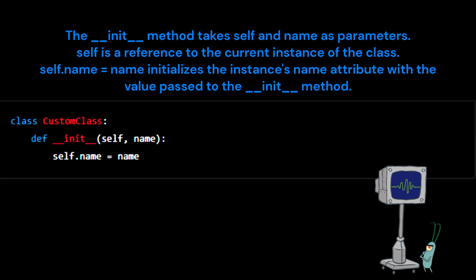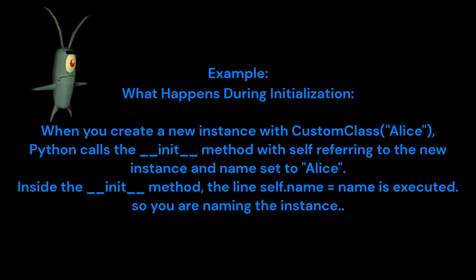The __init__ method takes self and name as parameters. self is a reference to the current instance of the class. self.name = name initializes the instance's name attribute with the value passed to the __init__ method. Example: what happens during initialization? When you create a new instance with CustomClass("Alice"), Python calls the __init__ method with self referring to the new instance and name set to Alice. Inside the __init__ method, the line self.name = name is executed.